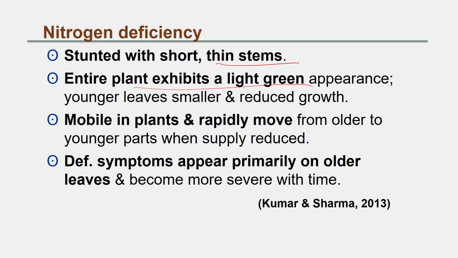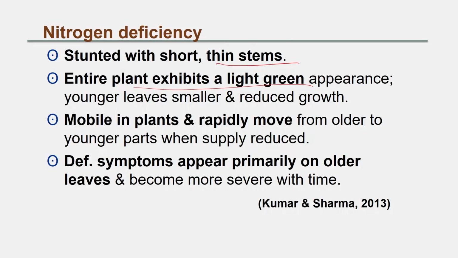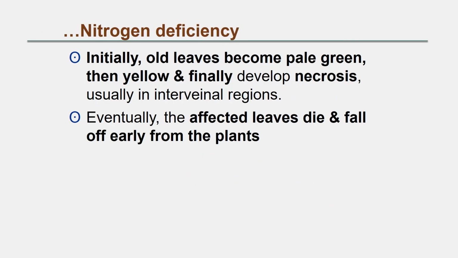It is basically mobile in plant, and it can easily be mobilized from lower leaves to the upper leaves. Therefore, deficiency symptoms of nitrogen come on older leaves. Deficiency symptoms appear primarily on older leaves. Initially, old leaves become pale green. This is the symptom, pale green, and then yellow, and finally develop necrosis. If there is severe deficiency of nitrogen, then necrosis, means death of tissues in leaves, can also happen. Eventually, affected leaves can die and fall off early from the plants.